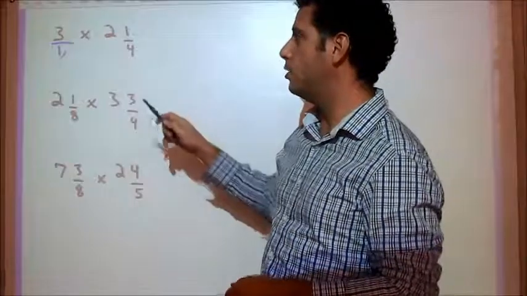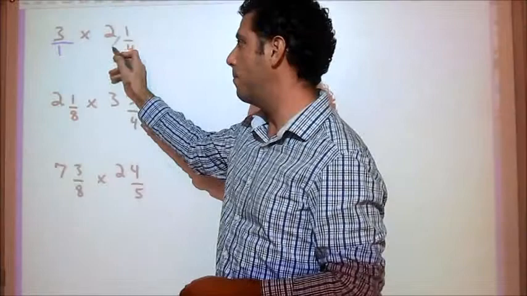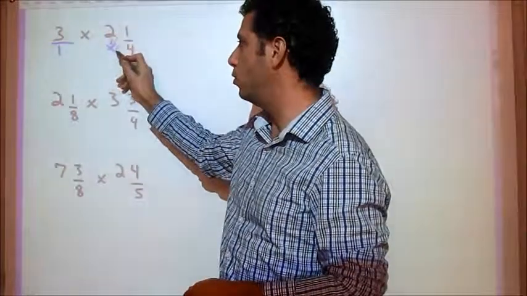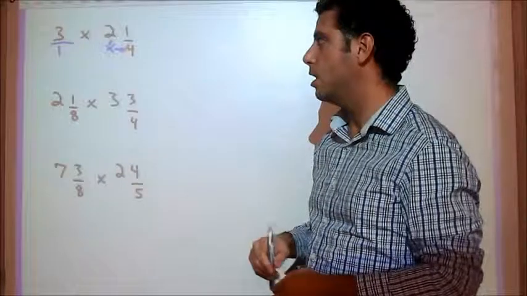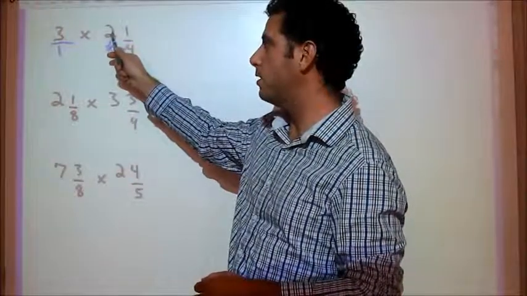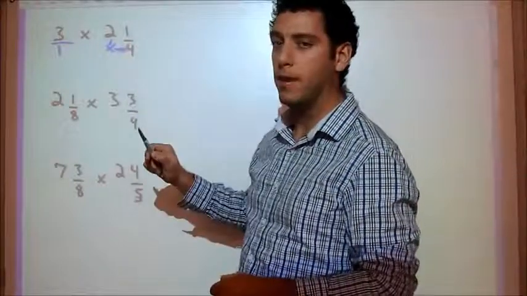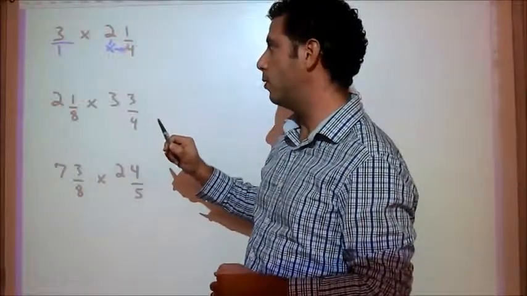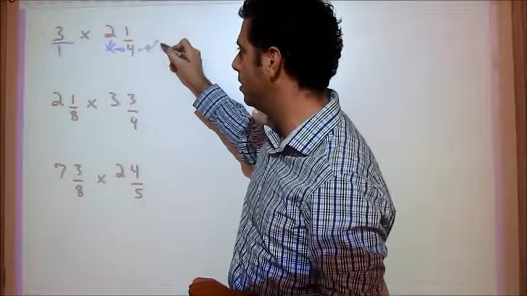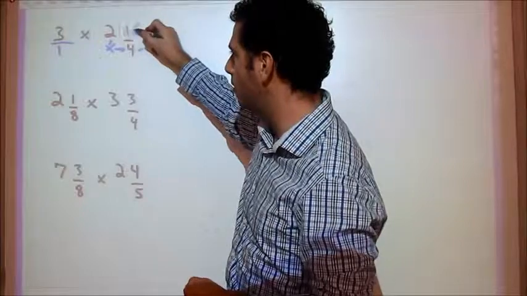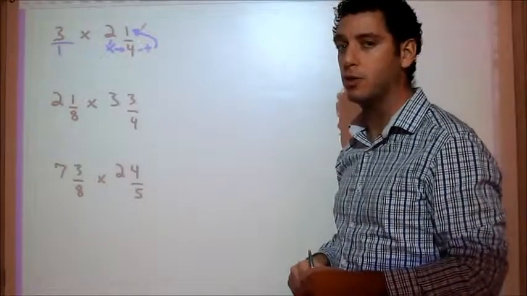So then we need to create an improper fraction out of this mixed number. We do that by multiplying this 2 by this 4, considering that every one of these whole numbers has 4 quarters. That's why that method works. So 2 times 4, and then we're going to add this 1, because there's 1 additional quarter.